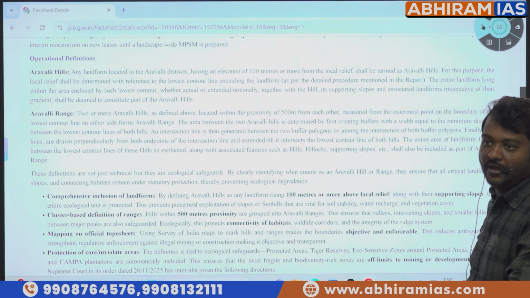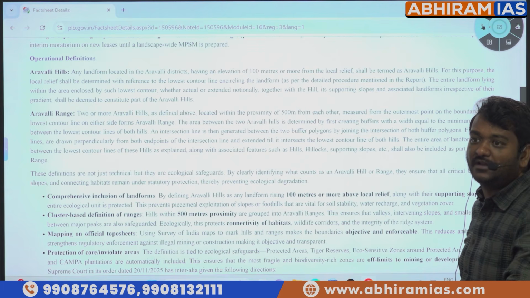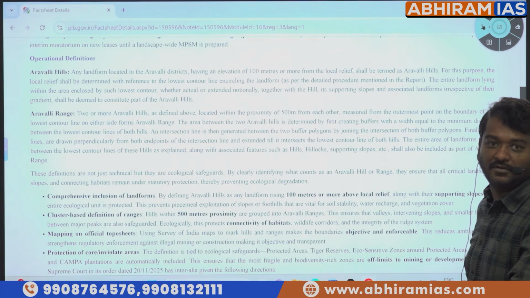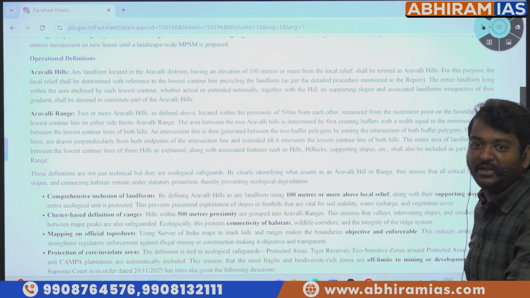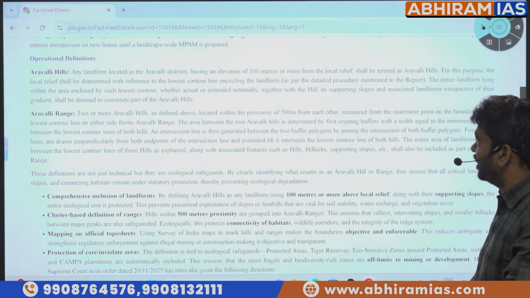Are you getting the point? The confusion is they told above 100 meters mining is not permitted. But everyone is feeling that below 100 everyone is doing mining. That is a confusion. Okay, government is telling we are not permitting anyone to do mining. It has some changes.